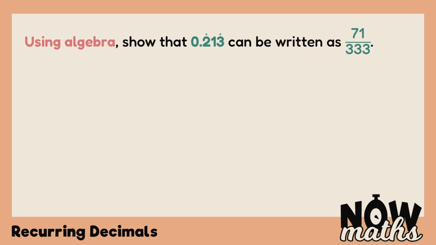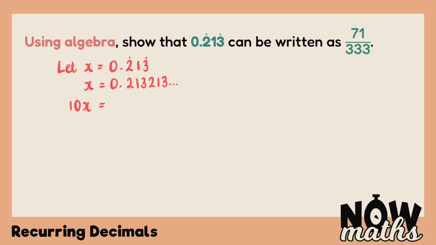So we're going to start off by letting x equal 0.213 recurring, and the dots are above the 2 and the 3, so it means that the digits between the 2 and the 3 repeat themselves. So we could write this as x equals 0.213213213, and so on. We're then going to multiply this by 10. And if we multiply x by 10, we get 10x.